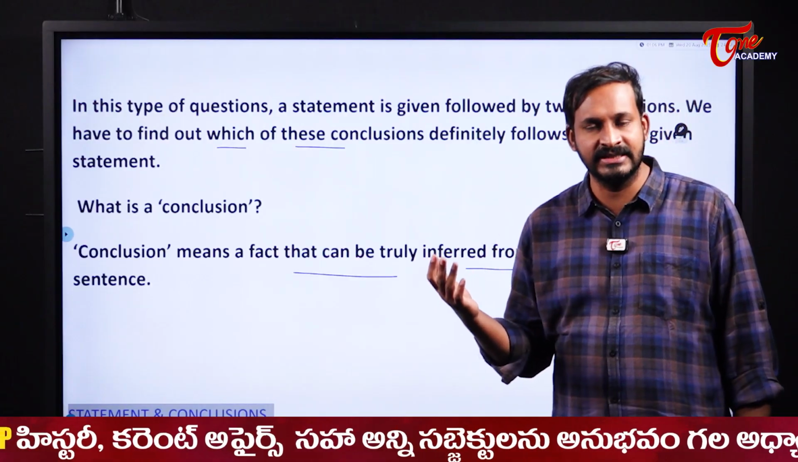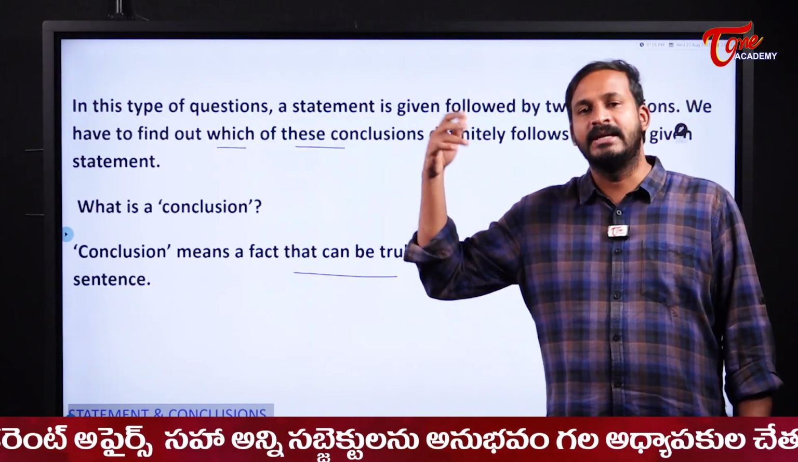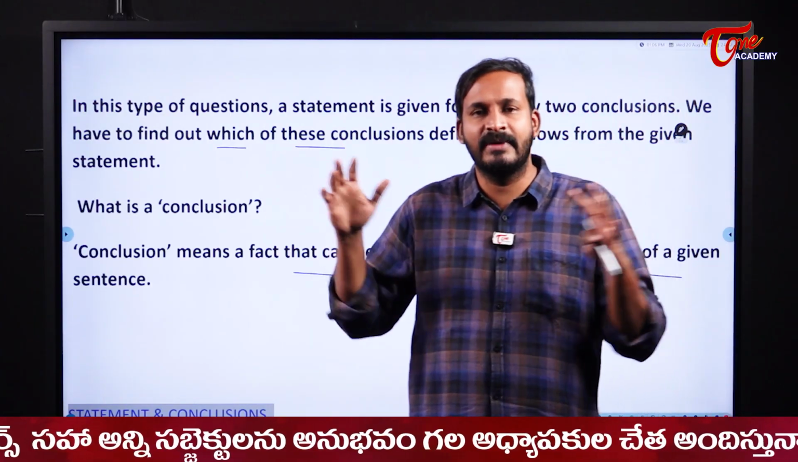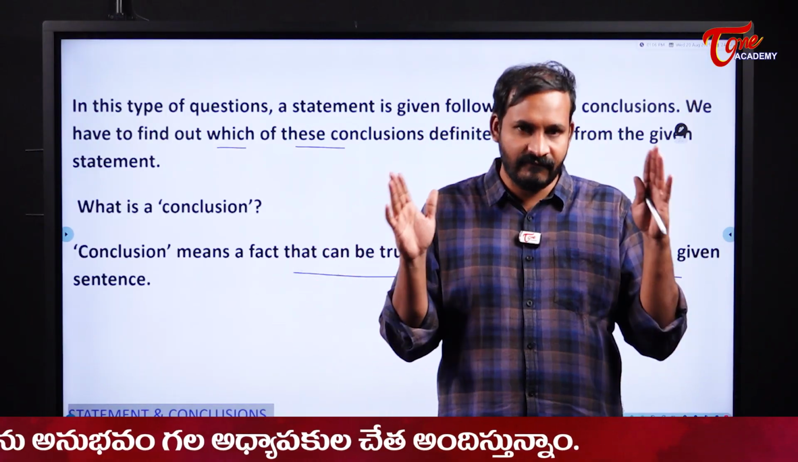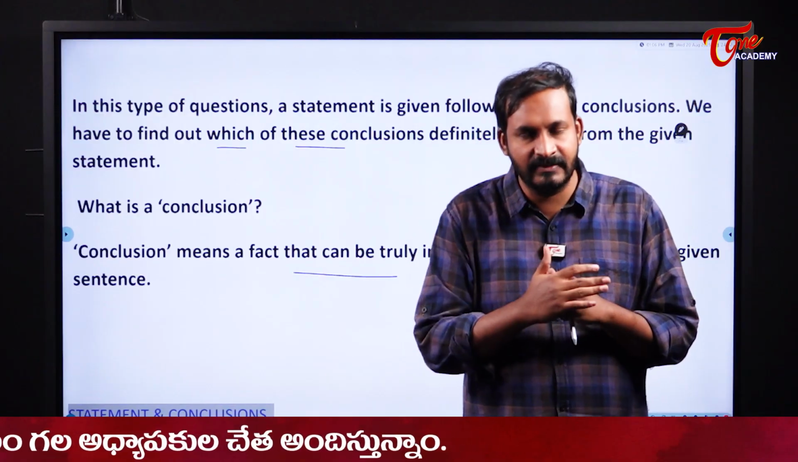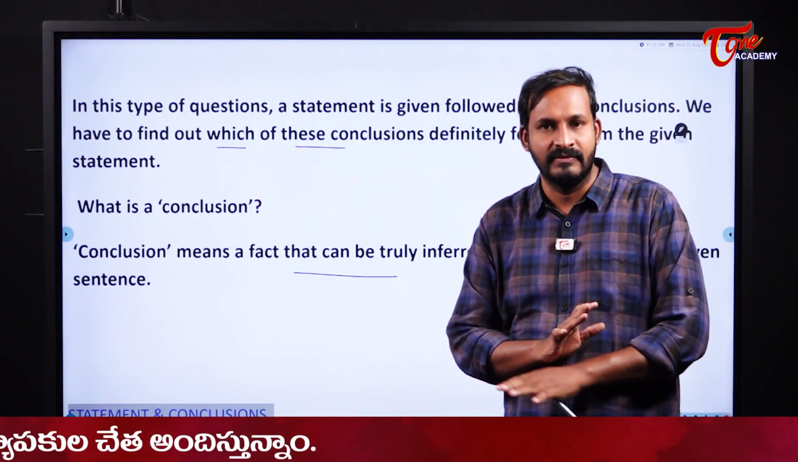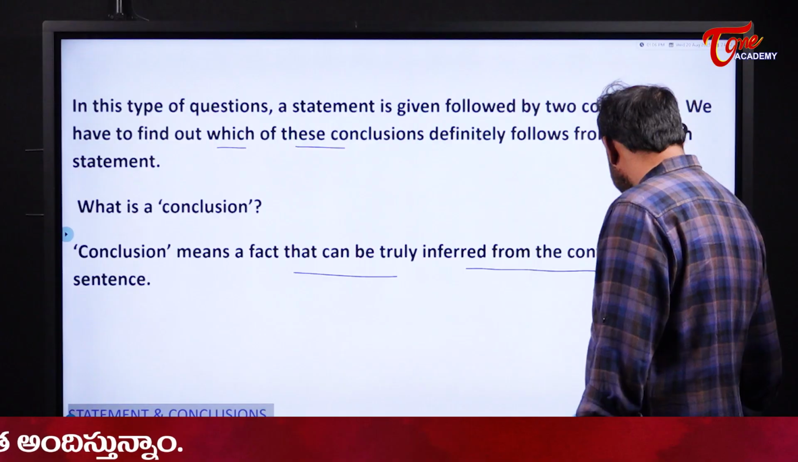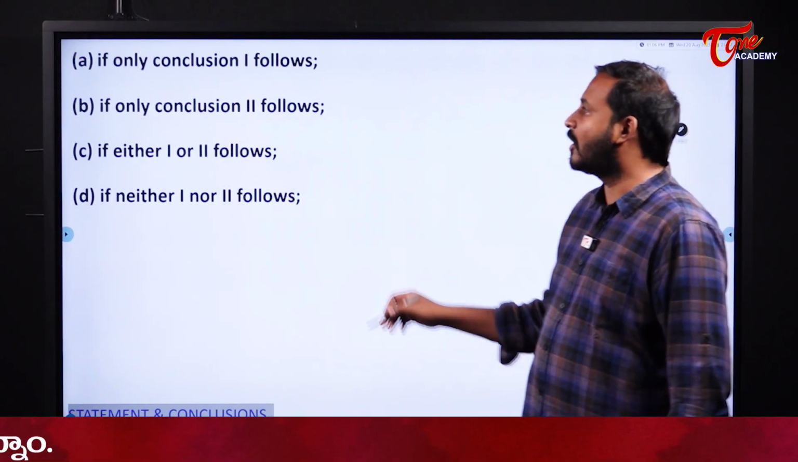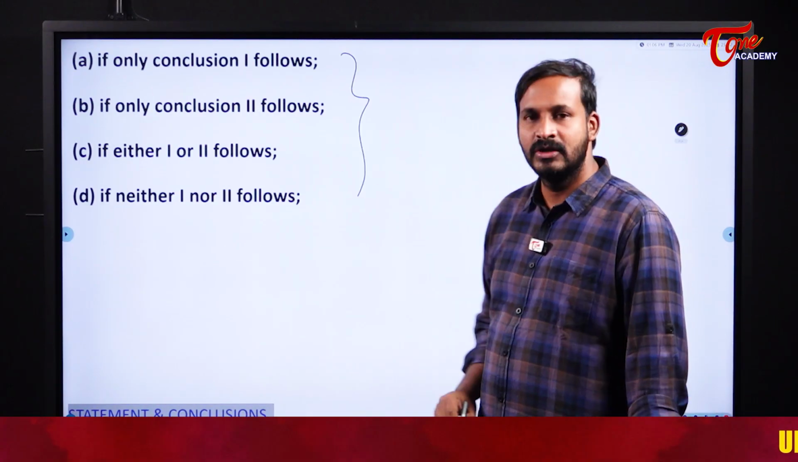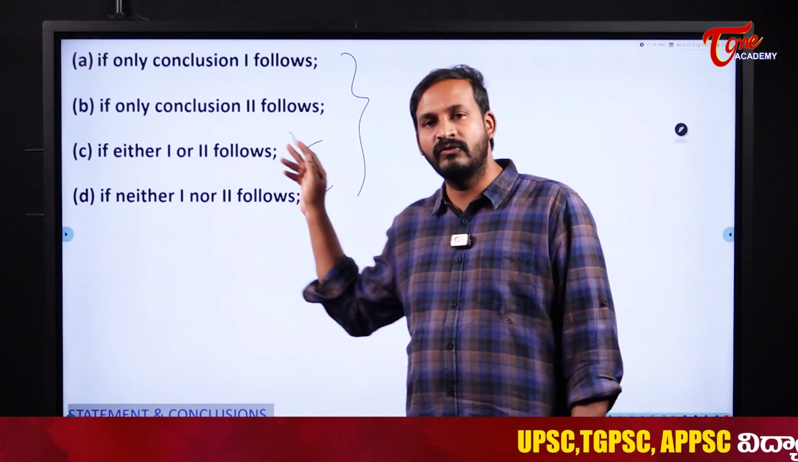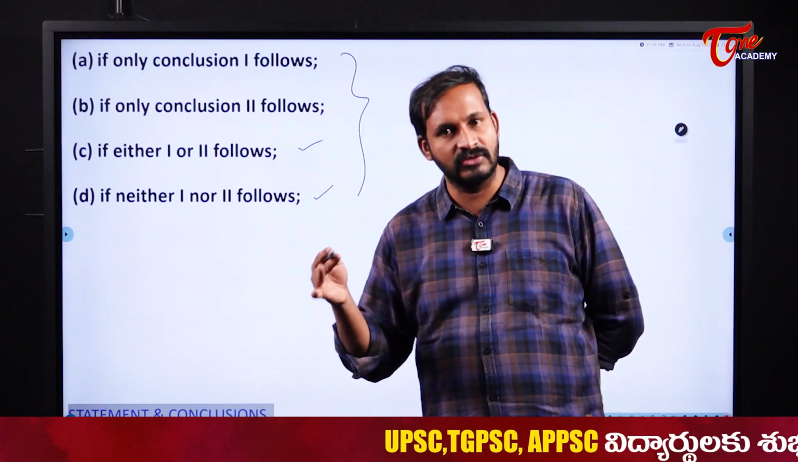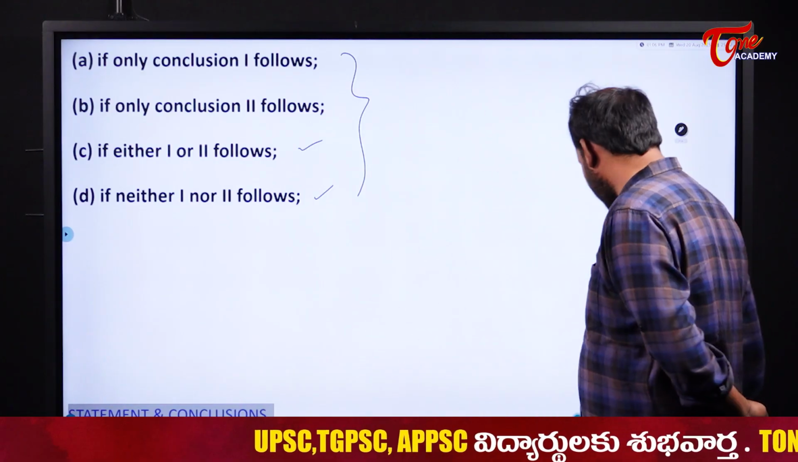Earlier in statements and assumptions, we made some guesses that it might happen, this is the reason, but here you should not make any assumptions. So definitely the words should be there in the statement, then only we will accept it, else we will not accept it. So these are the option sets: only one follows, only two follow, either, and neither. Both follow is not at all there in this option, so accordingly we will try to solve the problems.